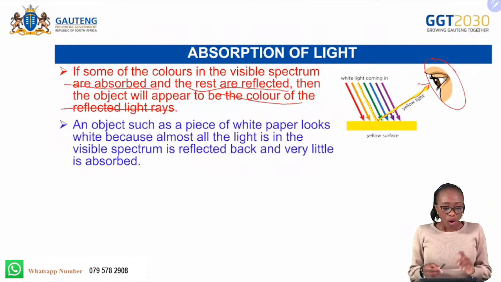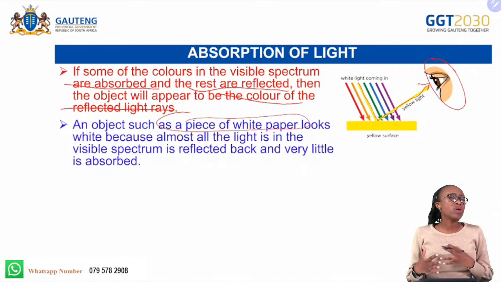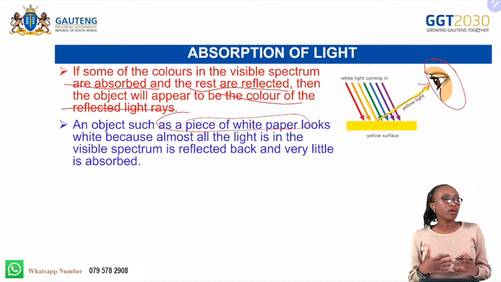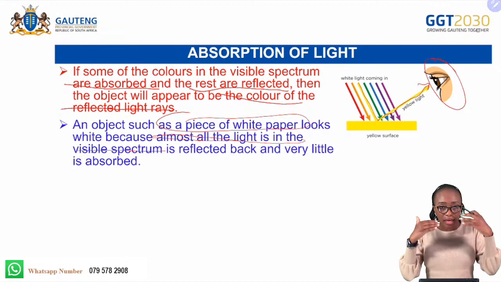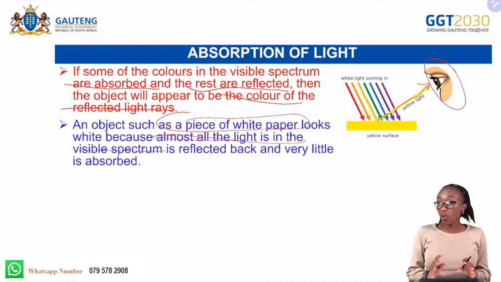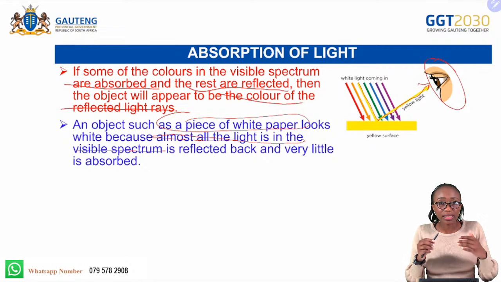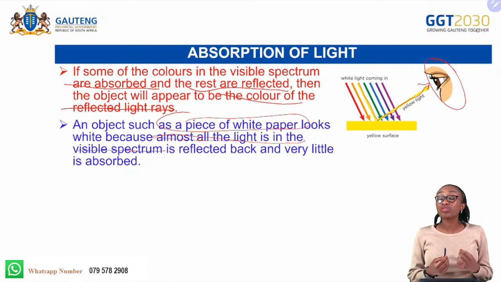Now, an object such as a piece of white paper, it looks white. Do you ever think or try and find out why it looks white? It looks white because almost all the light in the visible spectrum is being reflected back. It's not being absorbed. So that's the difference with your black and your white. When you see a white surface, almost all the light rays are being reflected back into your eye. That's how you are able to see white.